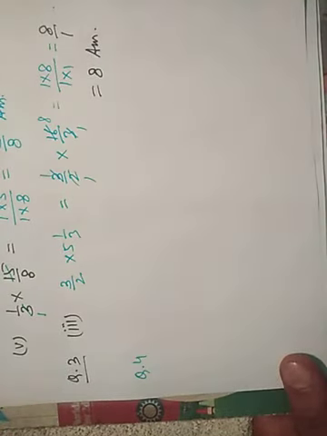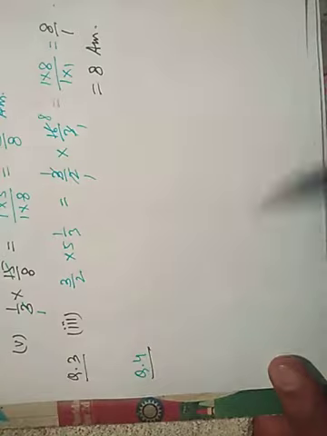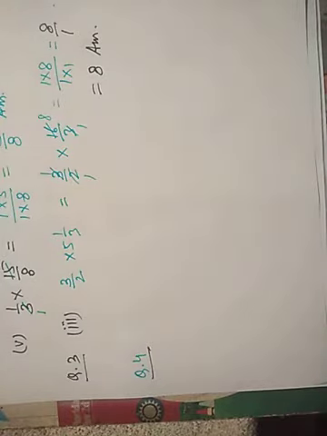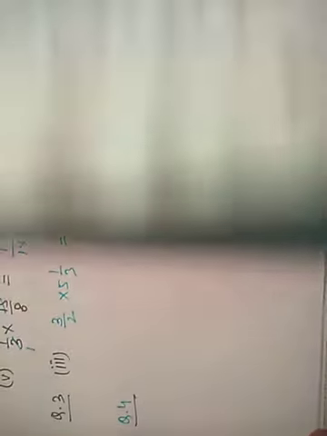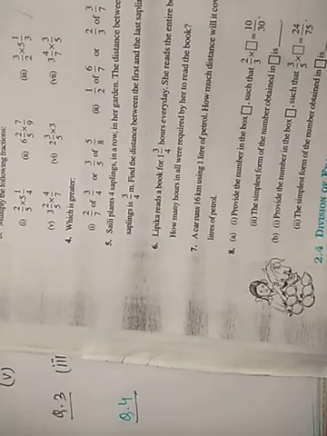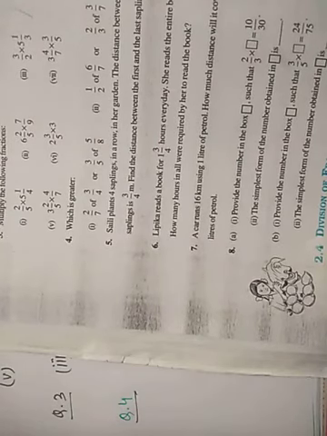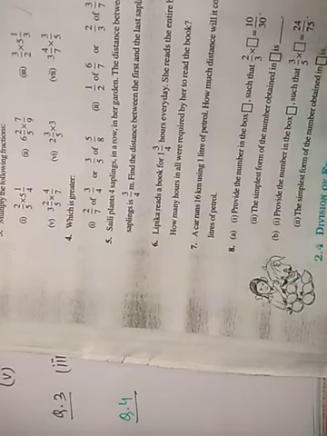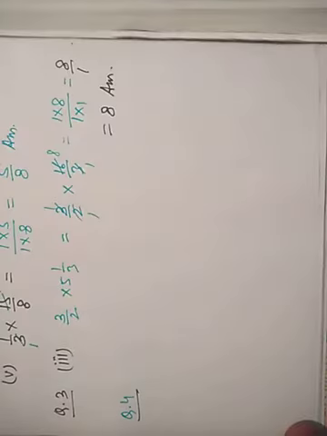Question number 4 is very interesting. Which is greater? Question number 4 is given: which is greater, 2 upon 7 of 3 upon 4, or 3 upon 5 of 5 upon 8? Which one is greater? So first of all we have to solve this part.